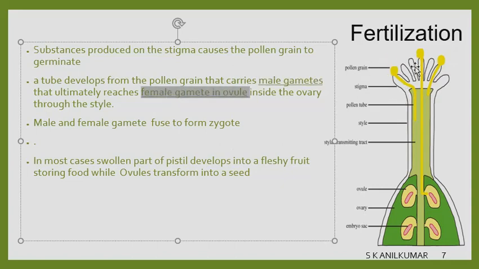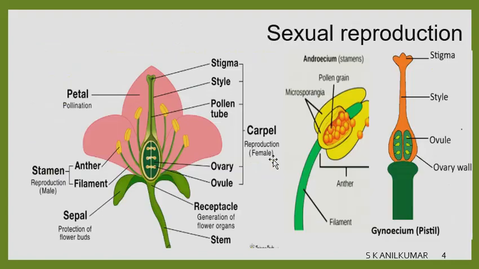The pollen grains which have fallen on the stigma, due to the chemical reaction of the substances on the stigma, grow a pollen tube. The pollen tube carries the male gametes to the ovule. Where is the ovule? The ovule is in the ovary. Where is the ovary? At the bottom of the gynoecium. The different parts of flowers we have to remember.